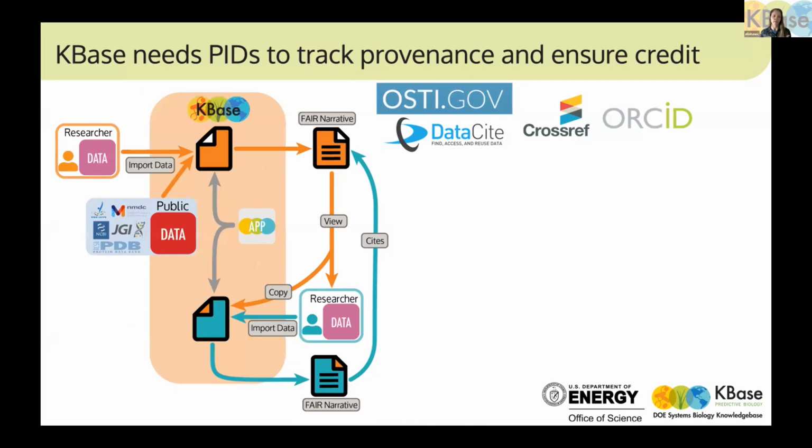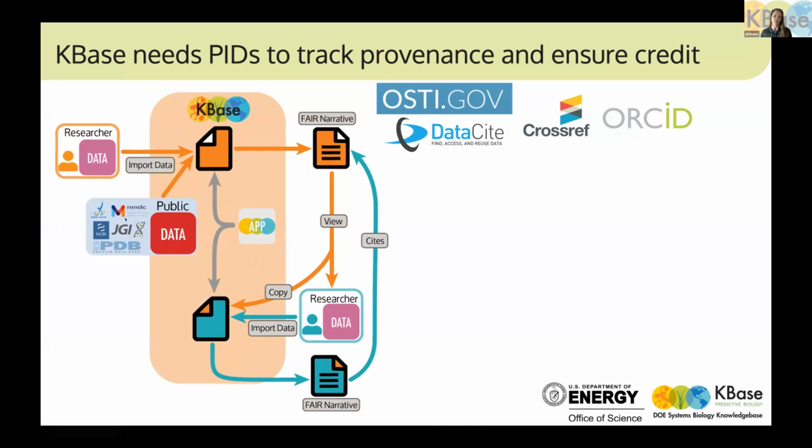So the other part that KBase is really working on in general is persistent identifiers across all of the data products and samples that come into that. Once those all get imported, so a researcher imports their data, they bring in sample identifiers, they bring in public data, we can track provenance of all of those things in the system and ensure that credit gets produced.